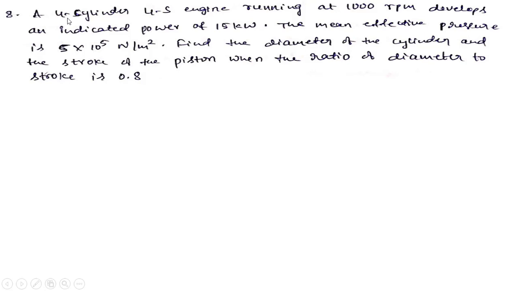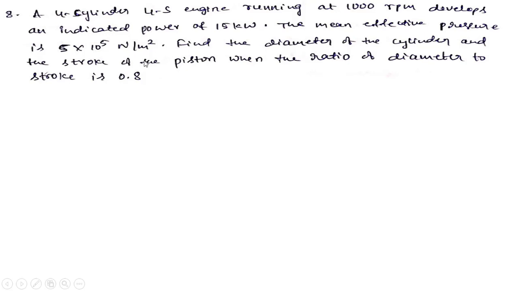The number of cylinders in this engine is 4 cylinders. 4-cylinder 4-stroke engine. It is running at 1000 rpm, and it develops an IP of 15 kilowatt. Mean effective pressure is given as 5 into 10 power 5 Newton per meter square.